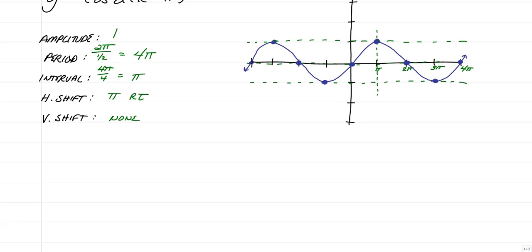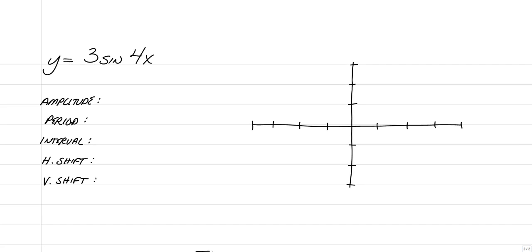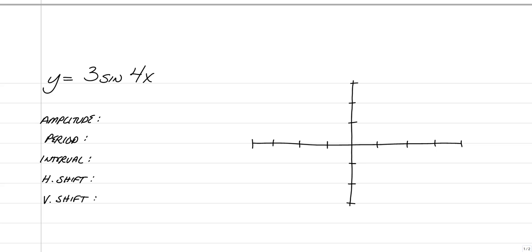Alrighty, next one. So we have 3 sine of 4x. 4 is your b value. So for this guy, we have an amplitude of 3. Our period is 2 pi divided by our b value of 4. So our period is pi over 2.